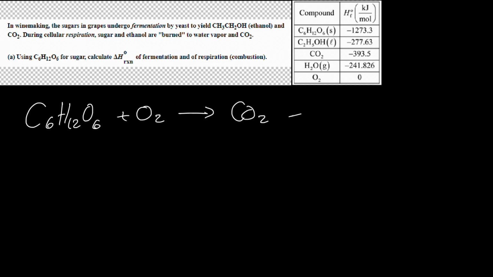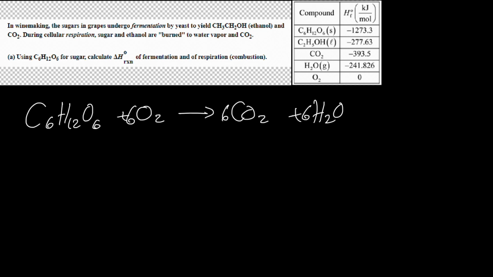Now for respiration for sugar, we're going to have to write the equation for combustion of sugar. C6H12O6 plus O2 yields CO2 and water, combustion reactions. And you're also going to have to balance this. I got this as my balanced equation.